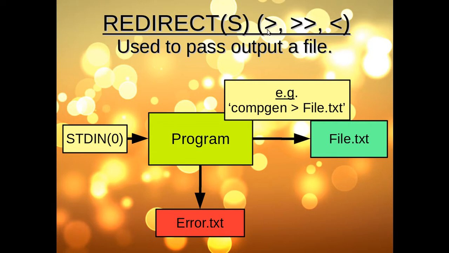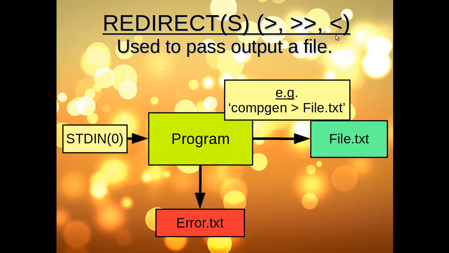So the first symbol, the greater than symbol, which is a single redirect, simply opens up a file and places the information in that file. So in this circumstance, compgen will generate all the commands that I can use in the CLI and then put them into a file. If I used the double arrow, or the greater than symbols, this is known as an append. So if I had many programs, instead of capturing the information into many different files, I could append it to one file and look at one file later on.